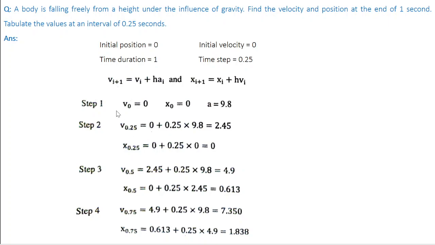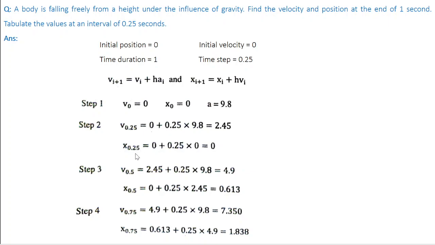Now in the second subinterval, the step size is 0.25, so you are calculating velocity at 0.25 seconds. So this is V of 0.25. This is equal to Vi, which is V0, plus step size h into Ai. And Ai is a constant value, which is 9.8. So this is 0 plus 0.25 into 9.8, which is 2.45.